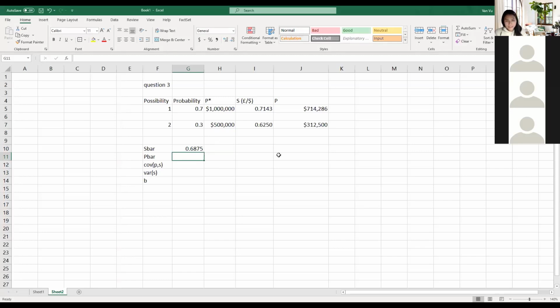P bar? 593,760. Yep, exactly. Spot on. So this would be in the pounds. Covariance? And variance.